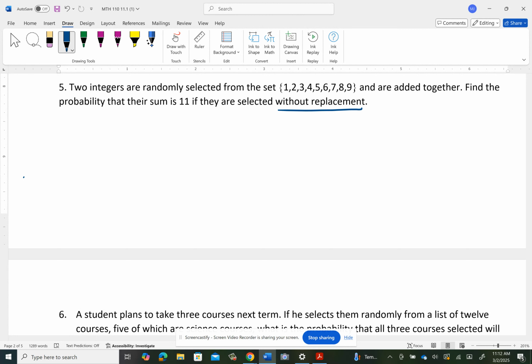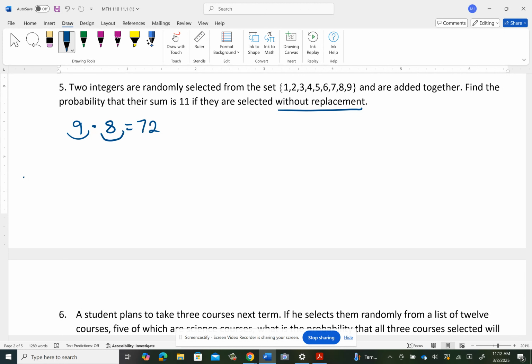So if you think about that, and you think about the fundamental counting principle, aren't there 9 possible digits you could pick for the first number? But then after that, don't you just have 8 left? Because whichever one you pick the first time, it's not available for the second selection. So that means you have 72 possible selections of two integers, because you can't select the same one twice.